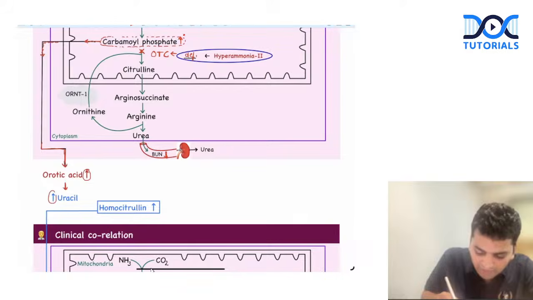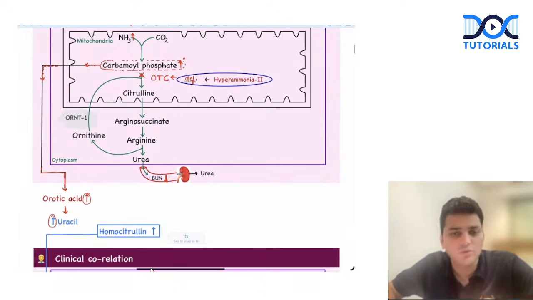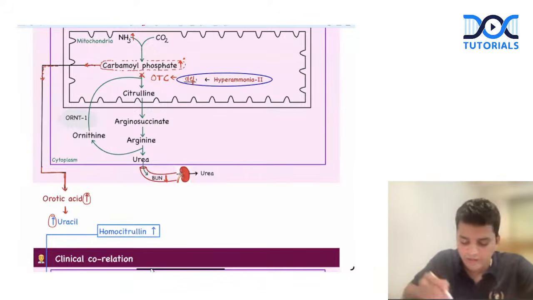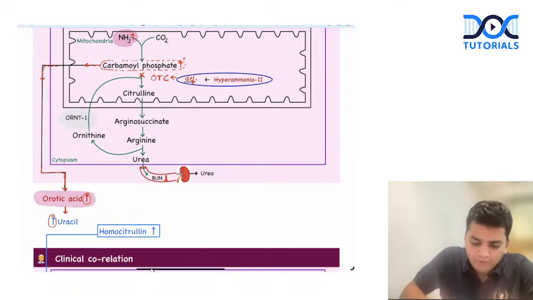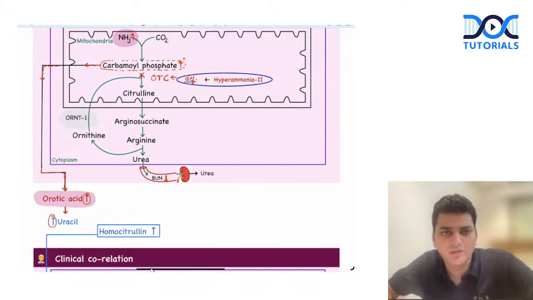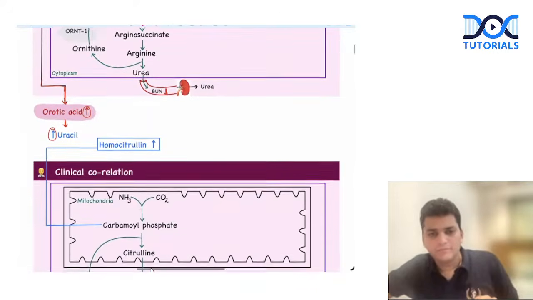So if they say hyperammonia, and there is more orotic acid, more uracil, then it is going towards hyperammonia type 2. So the hint for us in the MCQ is, if they say hyperammonia with orotic aciduria, if the orotic acid is also more and the ammonia is more, it is hyperammonia type 2. Let's go to the third one.